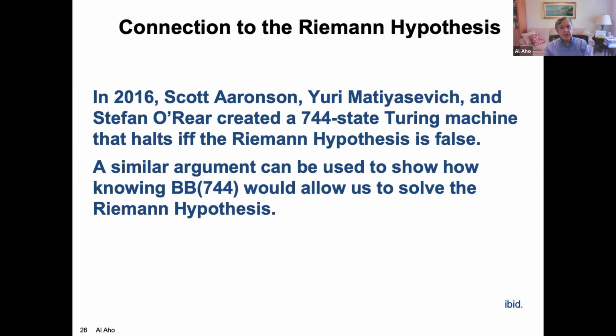And if we knew the value of Busy Beaver of 744, we could solve the Riemann hypothesis in the same fashion that the Goldbach Turing machine solves it. But again, this is even more preposterous because Busy Beaver of 744 is just a mind-blowing sized number.